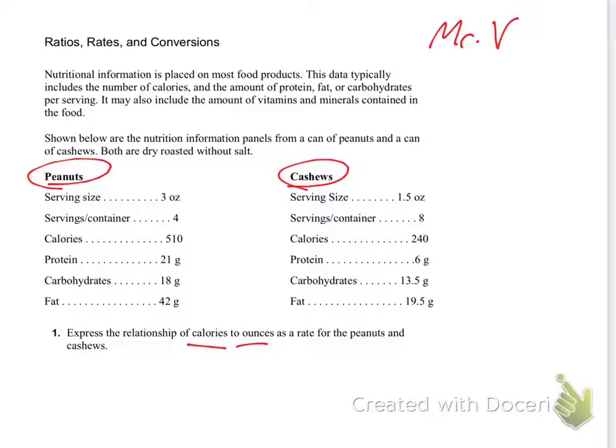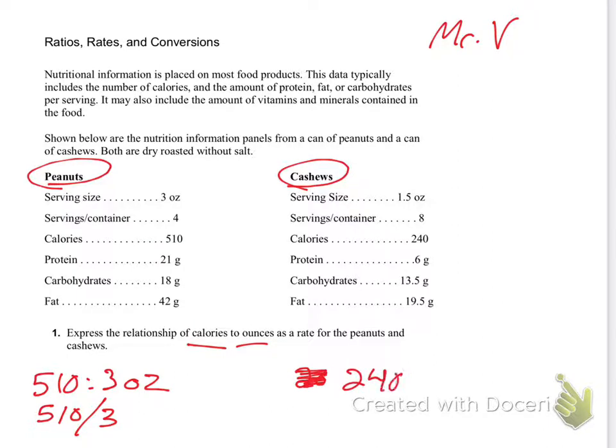So for peanuts, we're going to do calories, 510 for every 3 ounces. Now you could also write this as 510 for every 3, okay? And then for cashews, we're going to have 240 for every 1.5. So then what you can do is see if you can reduce it all.